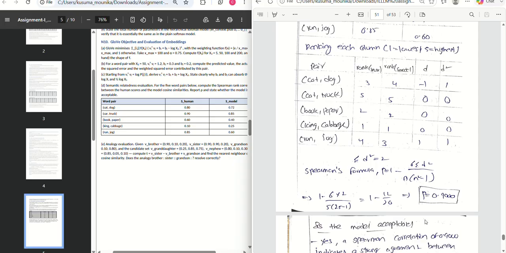Brother is to sister as grandson is to what? We compute the formula t equals v sister minus v brother plus v grandson. So we have calculated the overall formula and get t equals 0.20, 0.90 and 0.80.